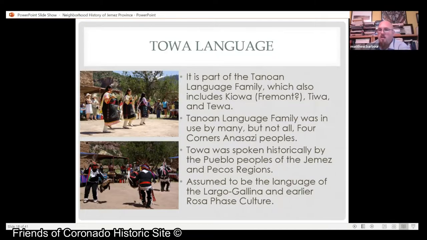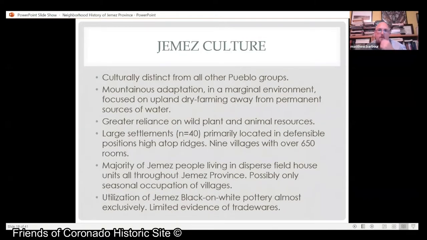And it's assumed that the Toa language was possibly the earlier language of the Largo Gallina, and probably Rosa, Pedra, and Arbolas cultures as well, at least to some extent in the Four Corners. So what is Jemez culture? Well, it's culturally distinct from all other Pueblo groups.